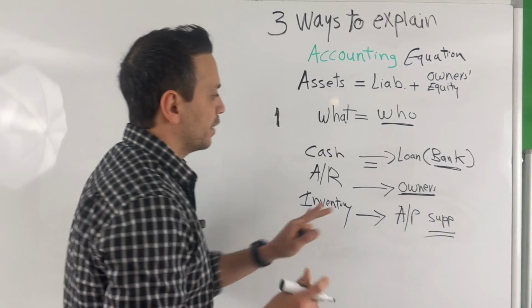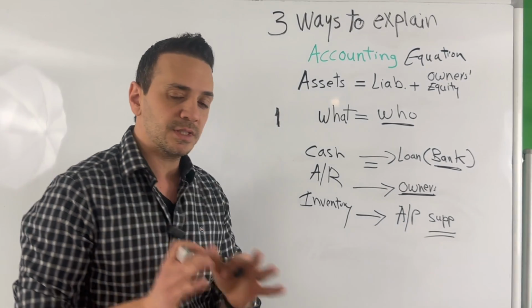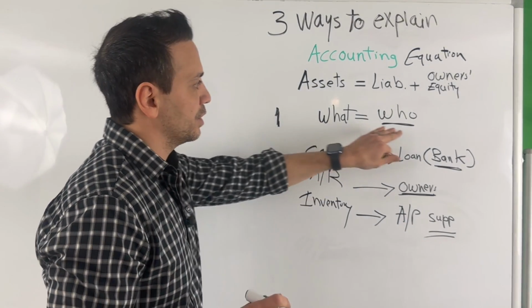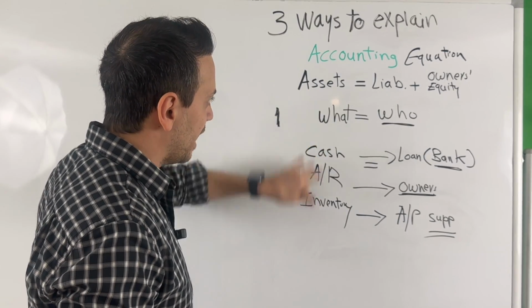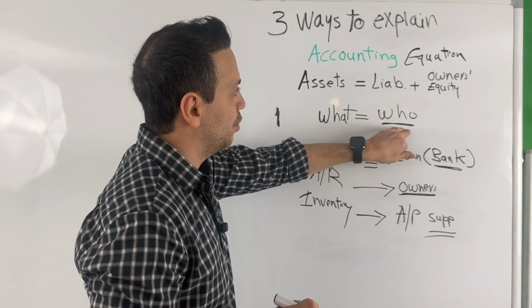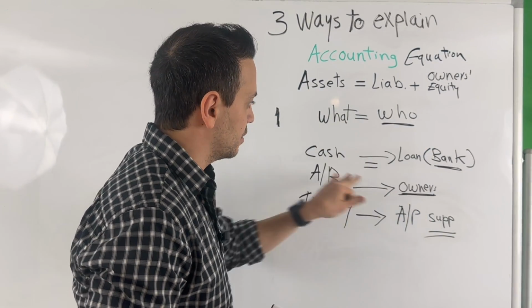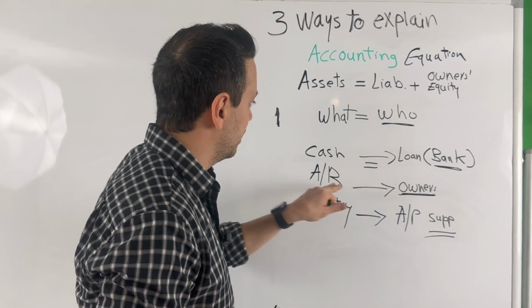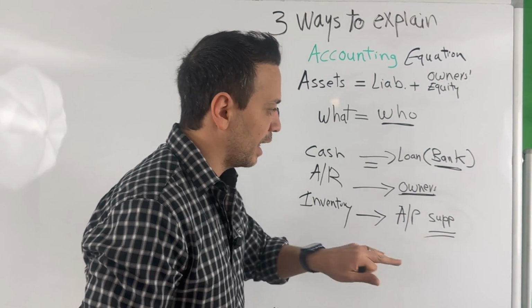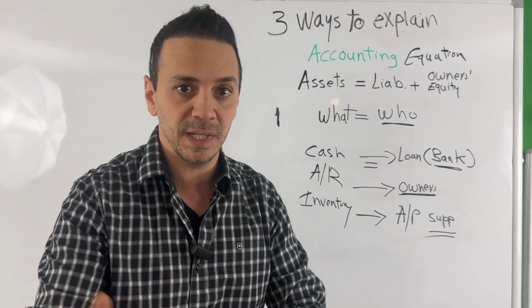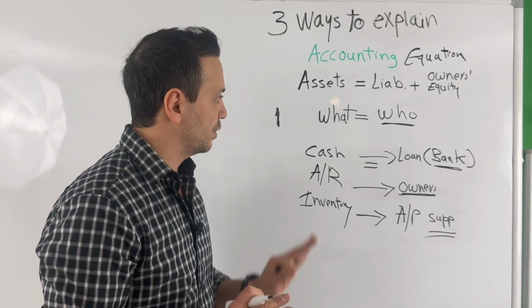So this is the first level of understanding, or the first method of understanding, the what equals the who. And that only says what are the assets that we have on the balance sheet, and who has the right to these assets. With cash, you got a loan to the bank. With AR, the owners have the right to it. Inventory, the supplier has the right to it because I still owe them the accounts payable. I haven't paid them yet. So this is number one.